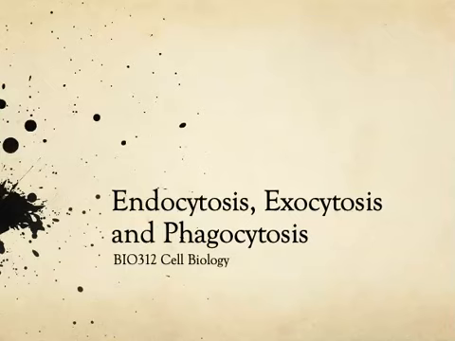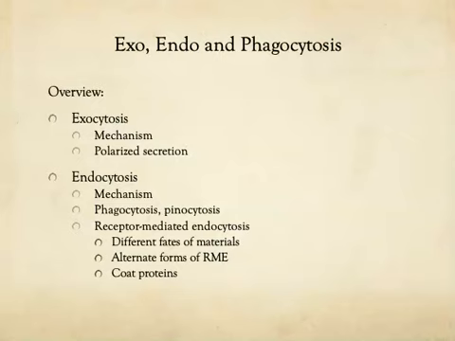Today we're going to be talking about three processes: endocytosis, exocytosis, and phagocytosis. Now the way we're going to approach these three processes is to first discuss the simplest one, which is exocytosis. We're going to talk about the mechanism of this process that helps to move materials out of the cell independent of any kind of concentration gradient. We'll also talk about the details of a special form of exocytosis called polarized secretion.